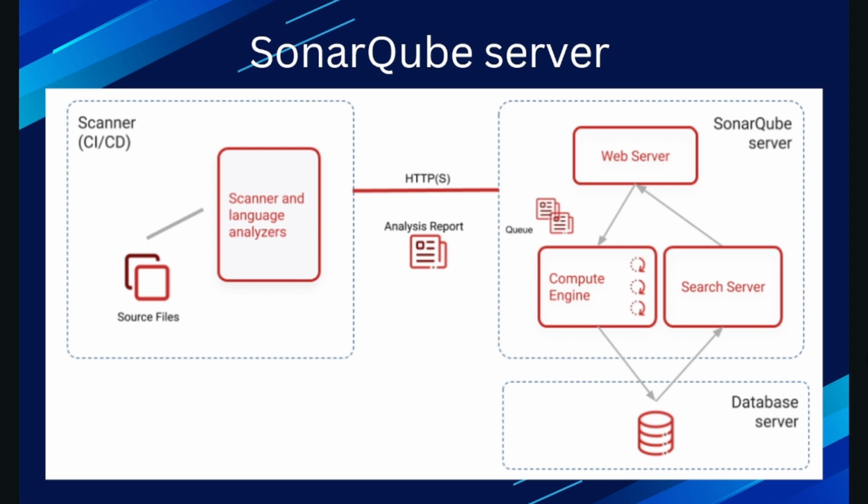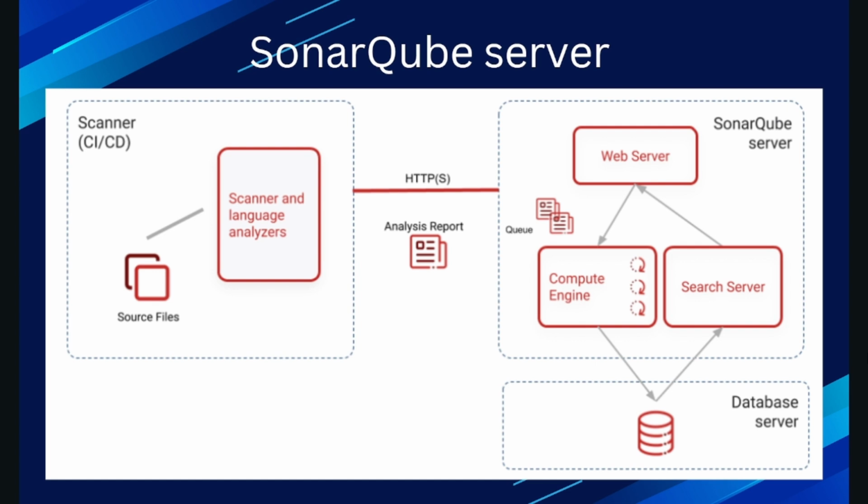What is it? The scanner is the tool that integrates with our build or CI/CD process. It analyzes the source code files in search of potential issues. How does it work? The scanner, along with language analyzers, for example, Java, JavaScript, Python, etc., reviews the code for issues, bugs, vulnerabilities, and more. Once the analysis is complete, it generates a report containing information about code quality. This analysis report is sent via HTTP or HTTPS to the SonarQube server. This communication is essential so that the server can process the results and present the findings to the development team.